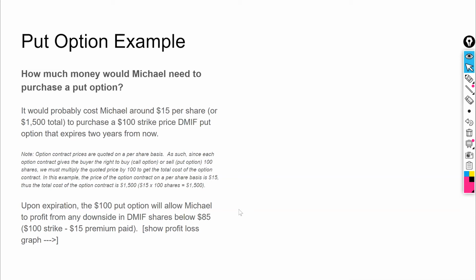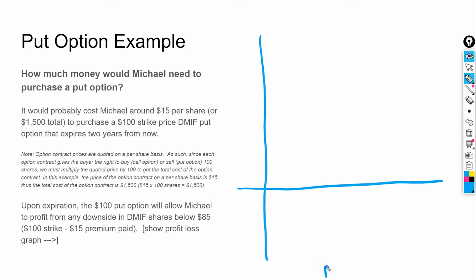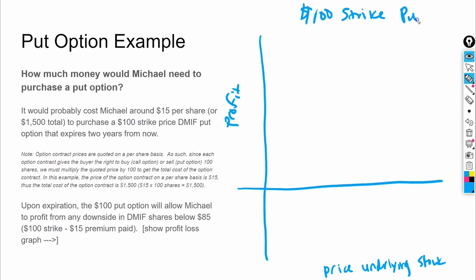So your net profit would be the value of the option minus what you paid in premium. So let's do a little diagram here. Another profit loss diagram. Let me make the axis blue. Okay. So remember, this is the price of the underlying stock on this axis, and then this is the profit from your option contract, and this is for the $100 strike put, right, expiring 2 years from now. So what we know is we bought the $100 strike. So at $100, and let's put some other numbers down here.